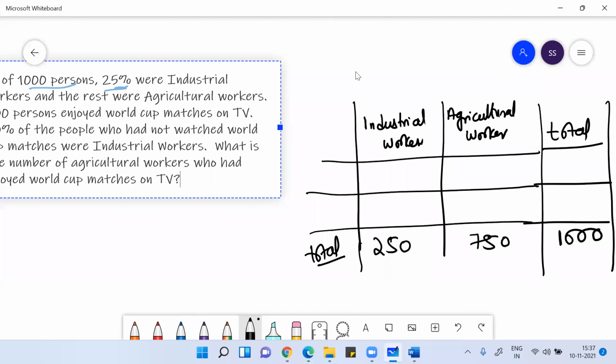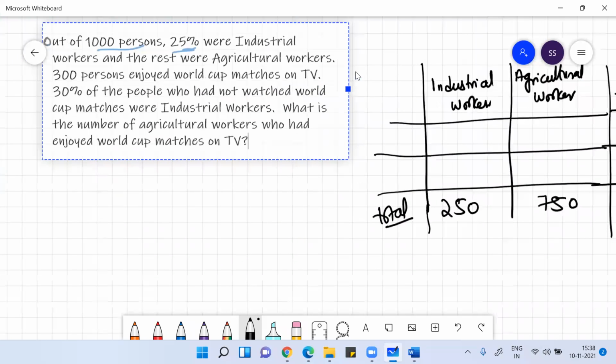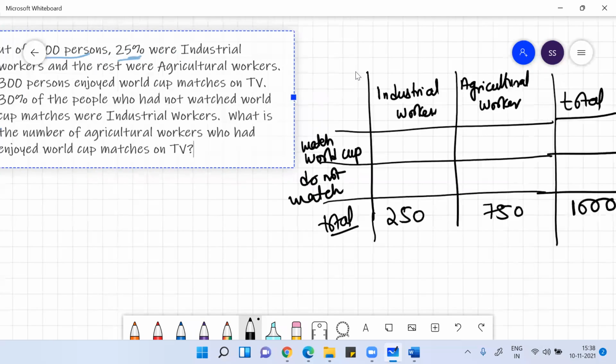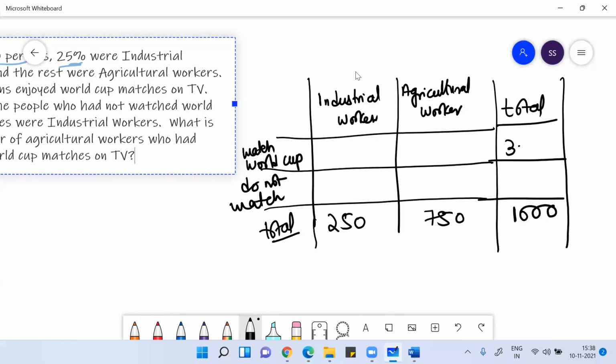This part everyone understood. Then what is given? 300 persons enjoyed the World Cup match on TV. So here, the other way, I can make a division: how many watched the World Cup match, and how many did not. 300 people watched the World Cup match. So that means 700 have not watched the World Cup match.